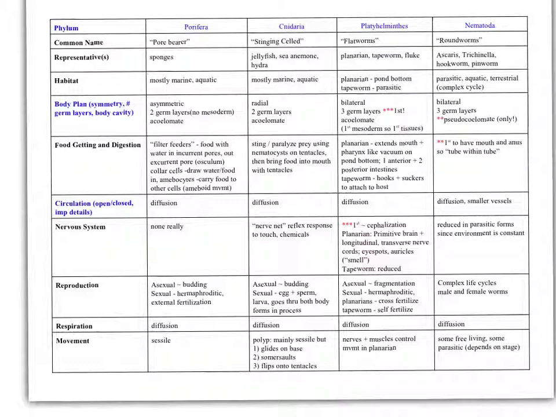We've also talked about the blastopore, the blastula, the hollow sphere that happens during gastrulation. And then we've talked about the protostome and the deuterostome. So right now we're going to switch to the next slide.